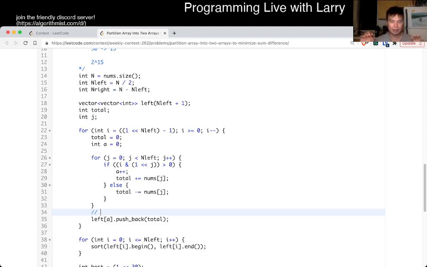Okay. I don't know, my computer is lagging a little bit. So okay, there we go.